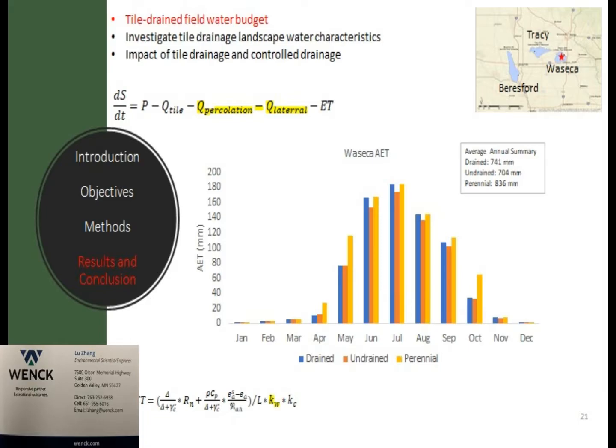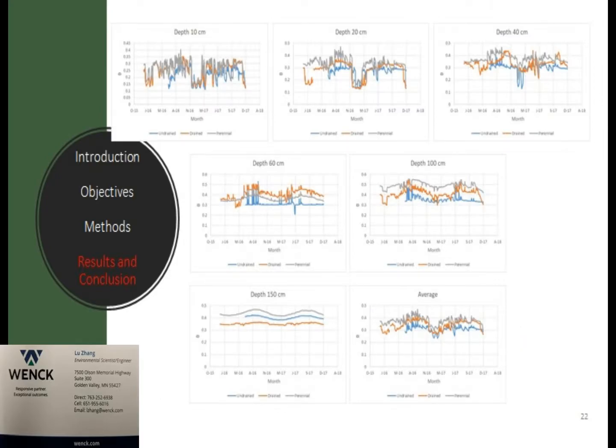What is interesting is that the undrained field in Waseca doesn't have any tiles within the field, and we want to look into why this undrained field actually has less evapotranspiration. You would think that if there's no tile drain, you don't provide a subsurface flow, you could hold more water in the field so that more transpiration will happen. This is small, but I really want to show all of it.